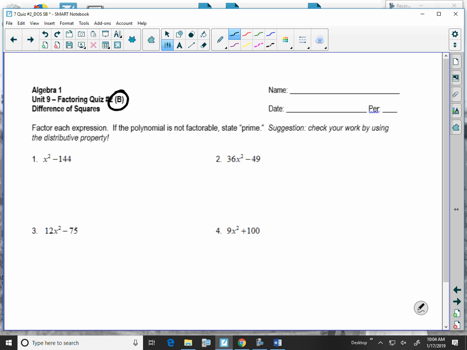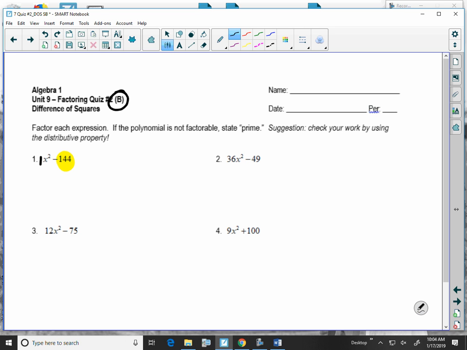When we do difference of squares, there's three things that we have to look for. The first thing is that we look for two terms. We definitely have two terms here. We have an x squared and we have a 144, so we're good there. That's two terms. Next, we look to see, do we have a negative sign? And we do. So that's good. Third, we look to see if our numbers are perfect squares. In this case, we do have a perfect square of 144.